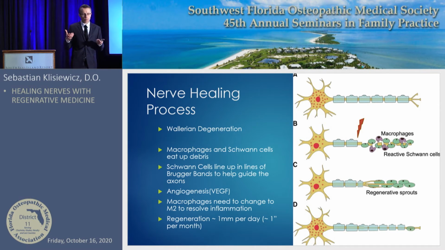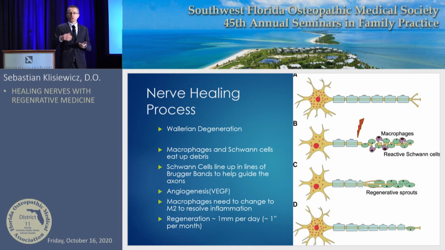So what happens, the macrophages and Schwann cells actually, like I said, eat up the debris. Then the Schwann cells line up and make these lines of Büngner bands, and those actually guide the axons to go ahead and regrow. And then there's angiogenesis, so new blood vessels are recruited to come to that area. And then macrophages need to change from M1, which is the inflammatory type of macrophage, to M2, which is the one that actually starts the process of regeneration and healing. And if they can't transform from M1 to M2, then the patient has a hard time healing. So that's another target that we can use to help those macrophages help heal.